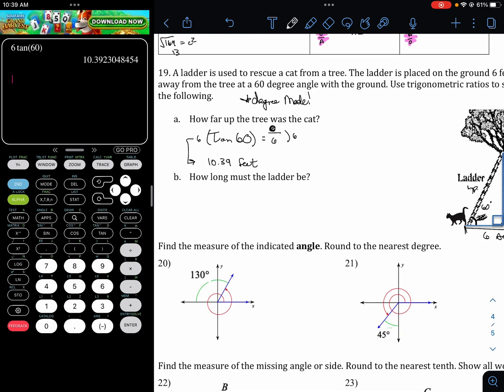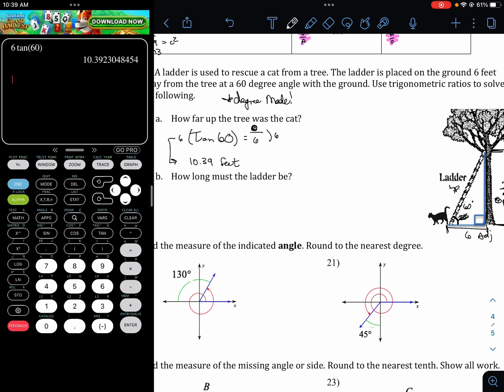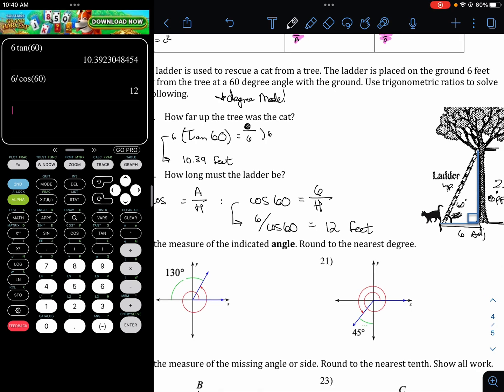How long must the ladder be? Well, in this case, we're trying to find the hypotenuse. So adjacent and hypotenuse, that is going to be cosine. So we're going to take cosine of 60 equals adjacent over hypotenuse, 6 over h. Now, h is down below, so remember you're going to do 6 divided by cosine of 60. What that's going to give us is a little larger number, and that's actually going to be 12. So the ladder needs to be 12 feet long in order to reach the kitty cat up in the tree.